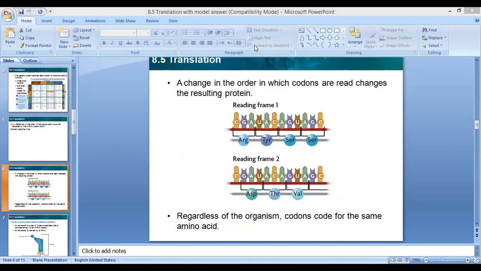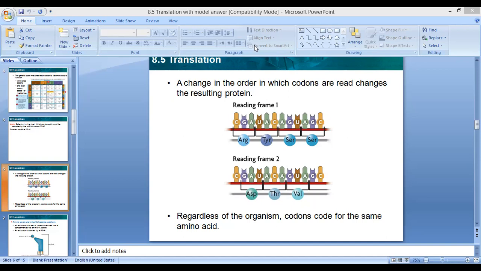Now, regardless of the organism, codons code for the same amino acid. Any organism, either a simple organism like bacteria or any organism like us, we all have the same codons. Each codon codes for the same amino acid. As humans, we have CGA, which means we need to make the amino acid arginine. In bacteria the same, in plants the same. Each codon codes for the same amino acid.